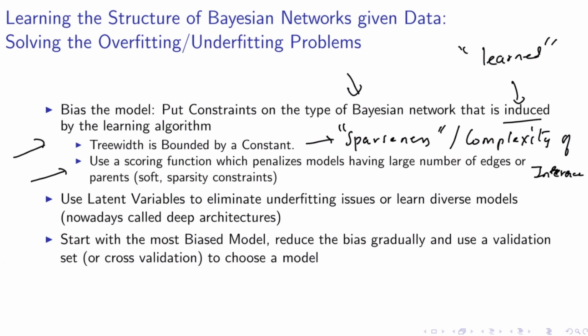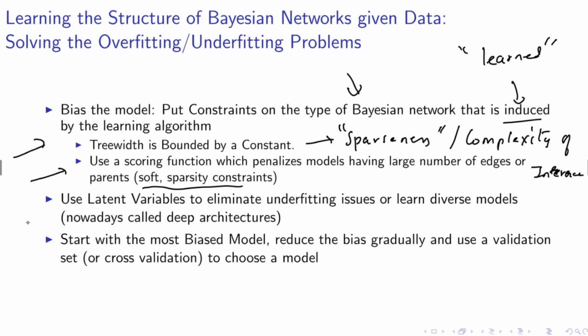The second type of constraints that we can put on the Bayesian network are to use a scoring function which penalizes models having a large number of edges or parents. Okay? Such constraints are called soft sparsity constraints, and we'll see what they are.